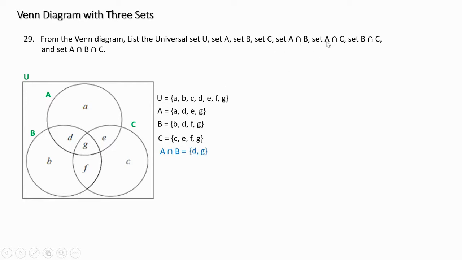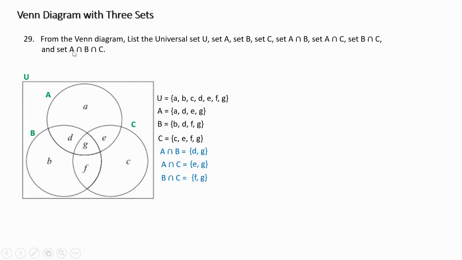Now let's find A intersects C. So A intersects C will be this part here. That's where they intersect. So A intersects C is equal to E, G. Then finally, no, not yet. B intersects C will be this part here, which is going to be F, G.